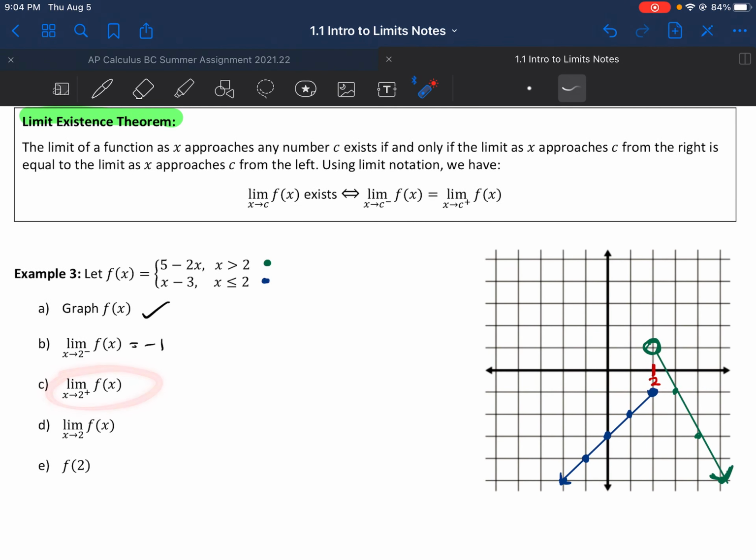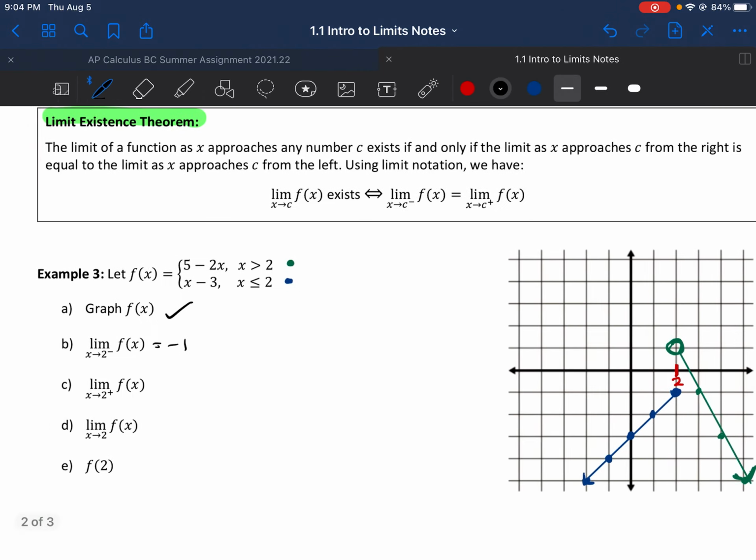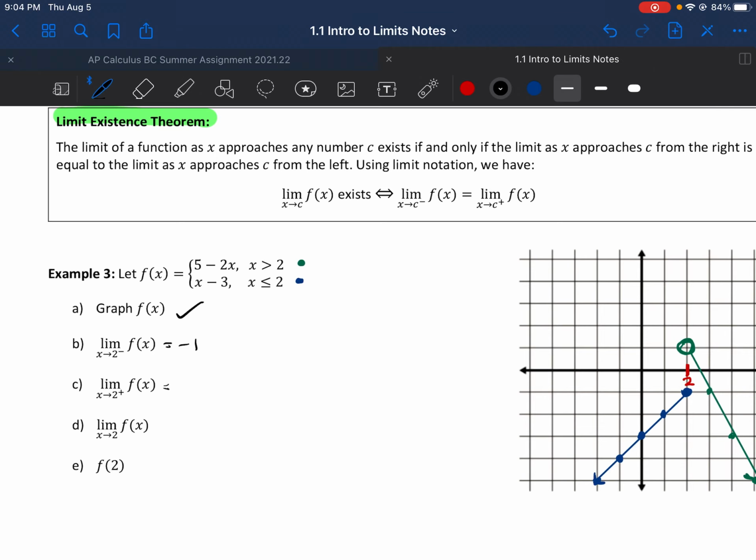Let's look at the right-sided limit. The limit of f of x as x approaches 2 from the right side. Again, imagine there's like this wall at x equal to 2. If I approach that wall from the right side, tracing the function on the right side of it, the y values are getting really, really close to +1. So the right-sided limit as x approaches 2 is equal to +1.